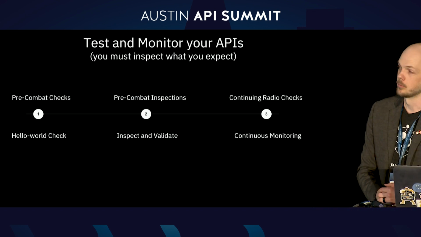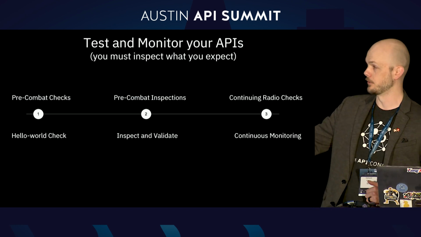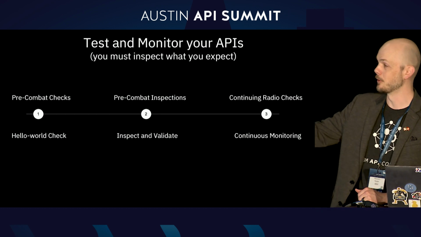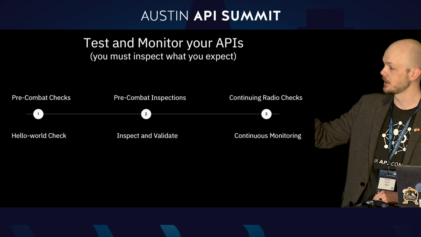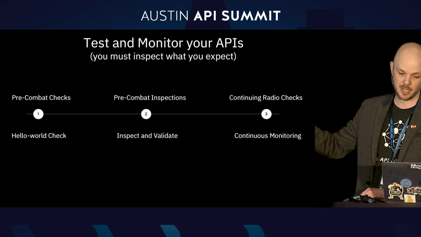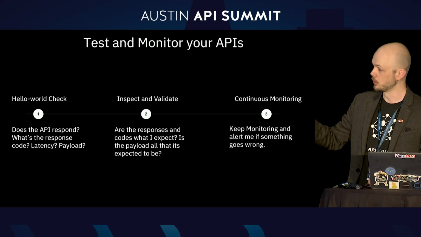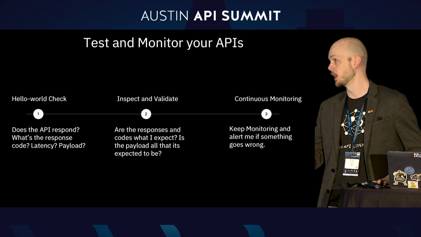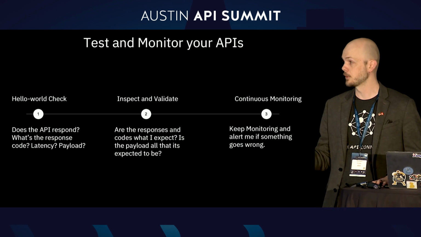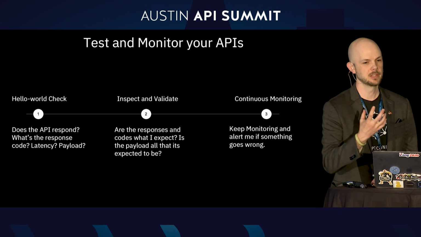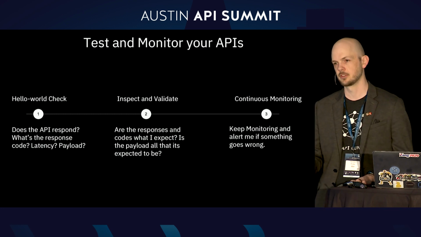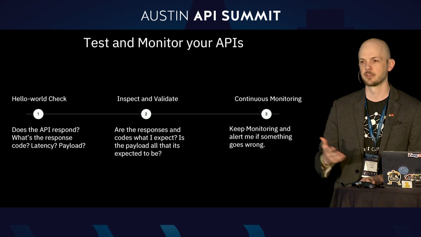And to recap, testing and monitoring: you've got to inspect what you expect. I'm not going to go deep into the history, but it's important to have a hello world check, an inspection and a validation, and then continuous monitoring. So you want to be looking to make sure that the API responds. You want to understand the response code, the latency, the payload. You want to inspect and validate and make sure that each piece of that API response is what you expected it to be if you are the consumer that you are pretending to be.